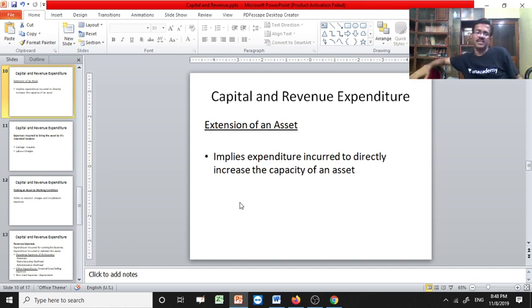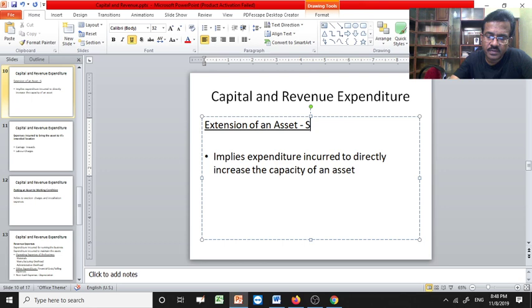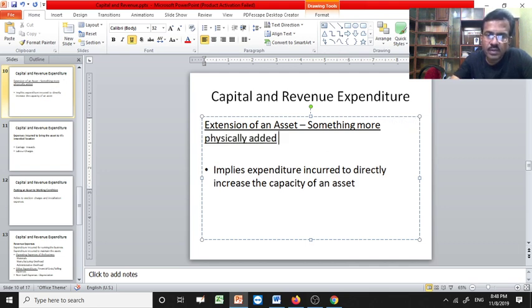So it's an extension. You already have something, and something more is physically added. Then the value of the asset increases, and of course the capacity will increase. So that is again another type of capital expenditure that happens.